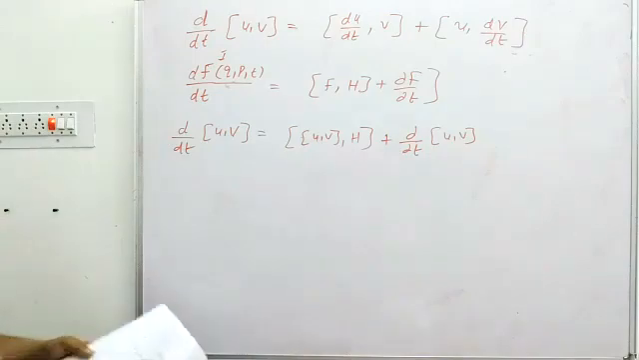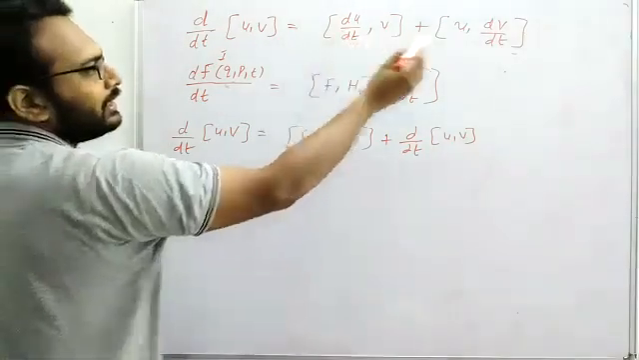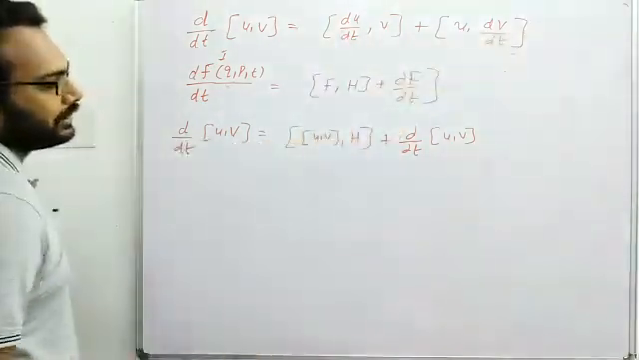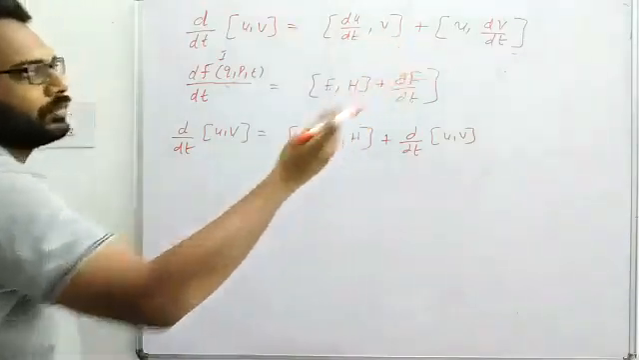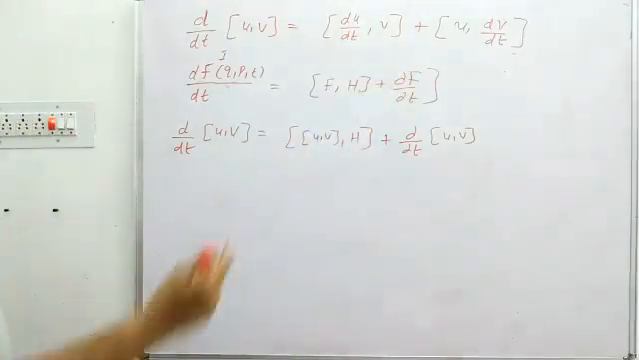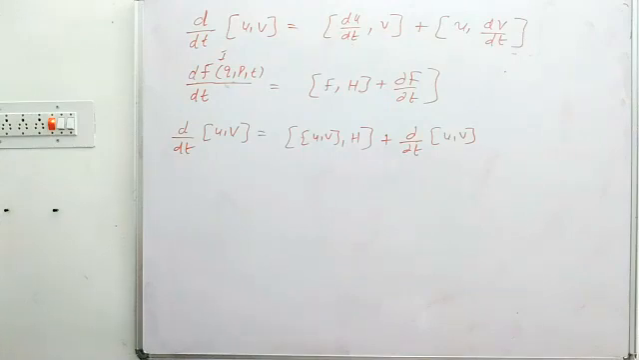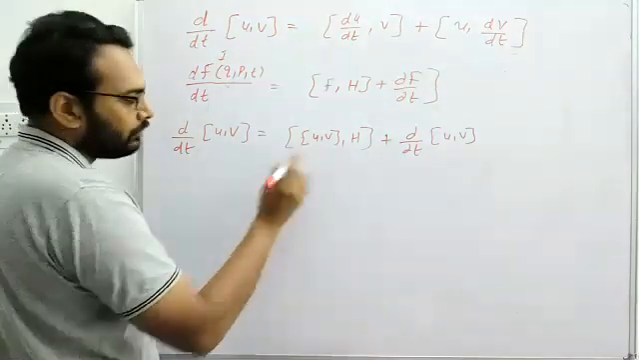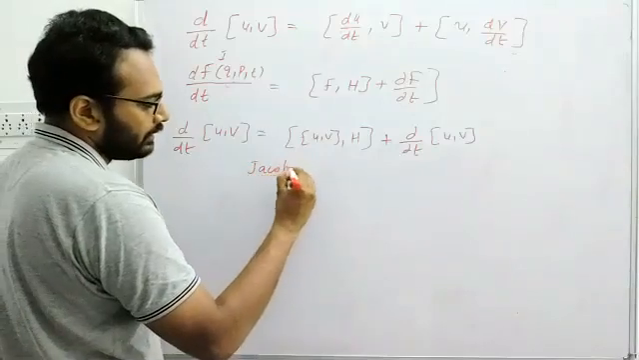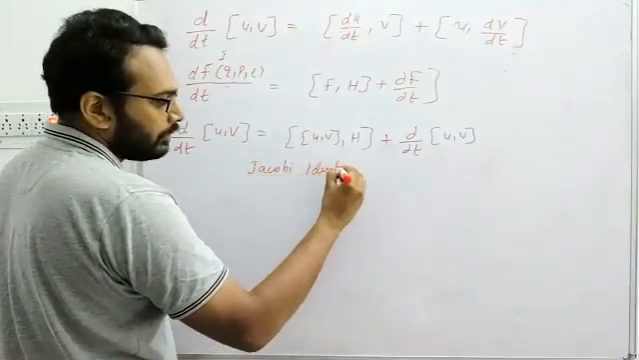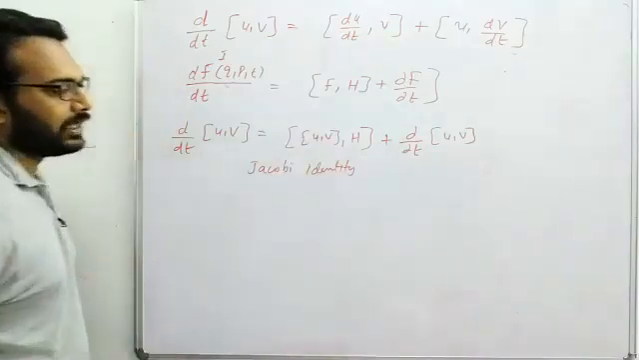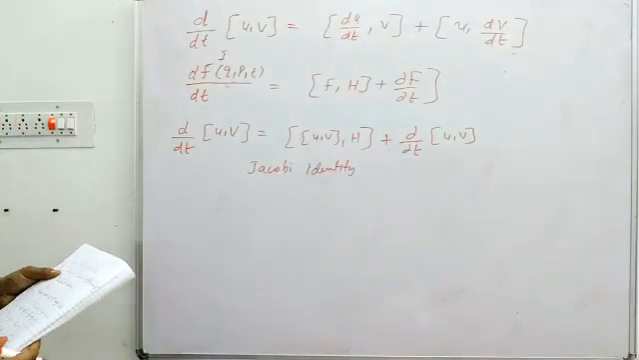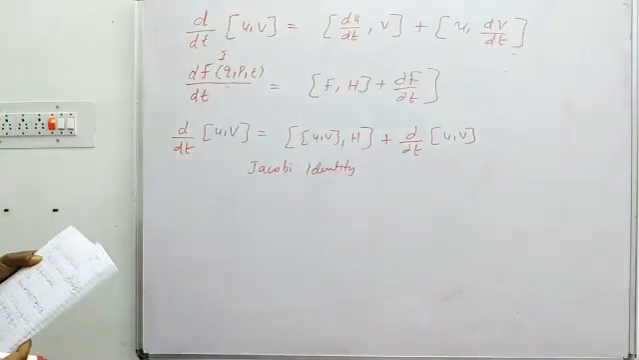Now what do we have in the result? We have du by dt and dv by dt. So du by dt will involve {u, H} and dv by dt will involve {v, H}. We need to write this in a more convenient form. What we'll do is use the Jacobi identity. For some problems, using this identity might be very useful.